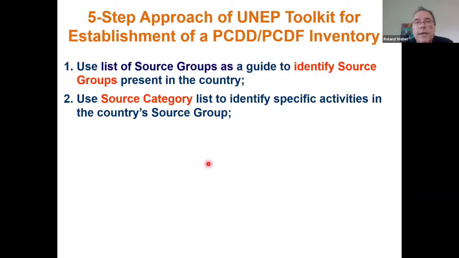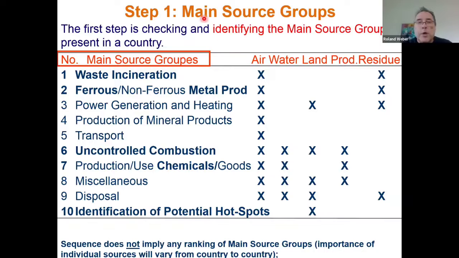So here the UNEP toolkit has established a 5-step approach. First, the toolkit has a list of source groups, and the first step is to identify what source groups are present in Palestine. In these source groups, there are different source categories. You would look at what kinds of source categories are present in Palestine. These are the different source groups. In total, the toolkit has 10 different source groups. So you would look at what main source groups you have in Palestine.